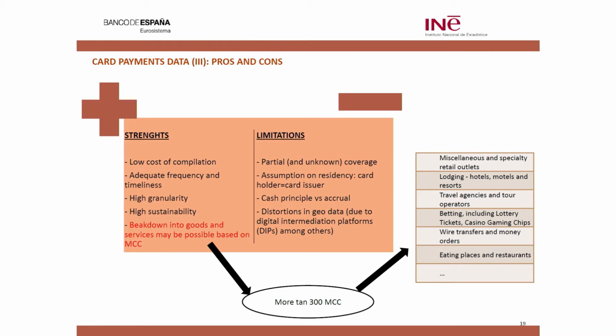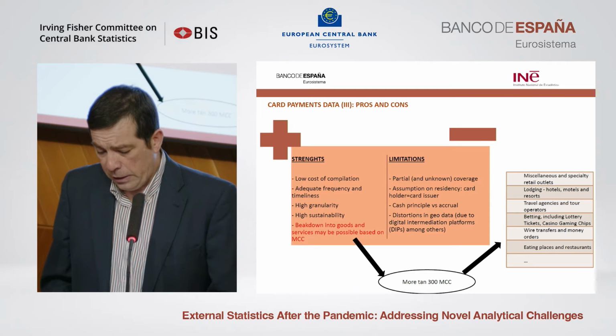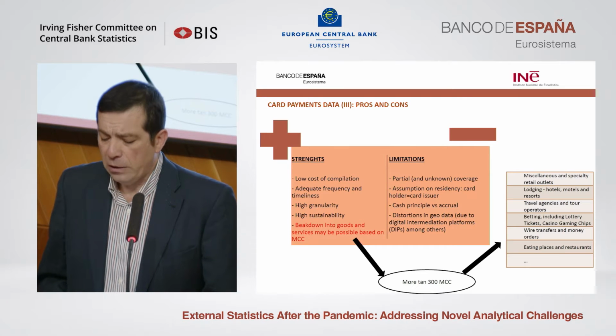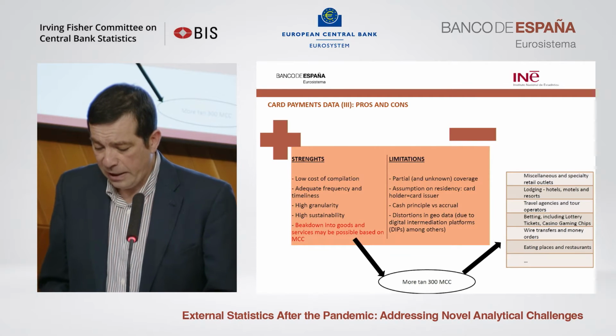In the table on the right, you can see the more representative codes. Some are related to trading goods, others are related to trading services, and with this information, it is possible to estimate a breakdown into goods and services for the card payments. It's important also to mention the limitations.